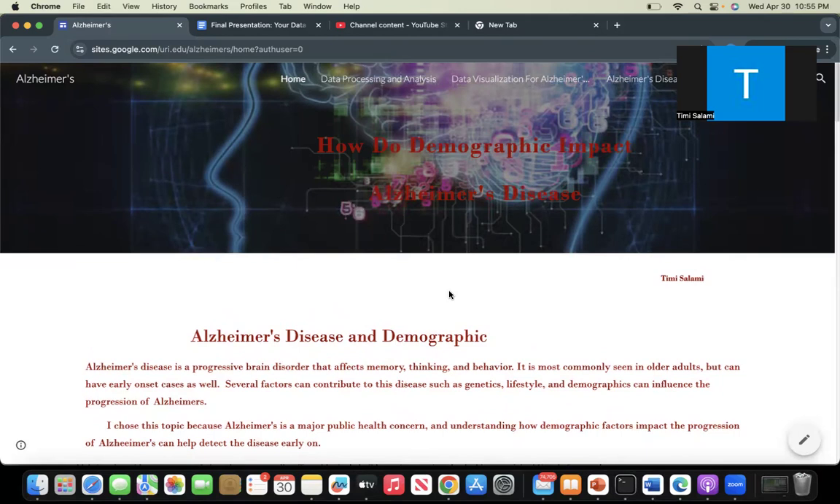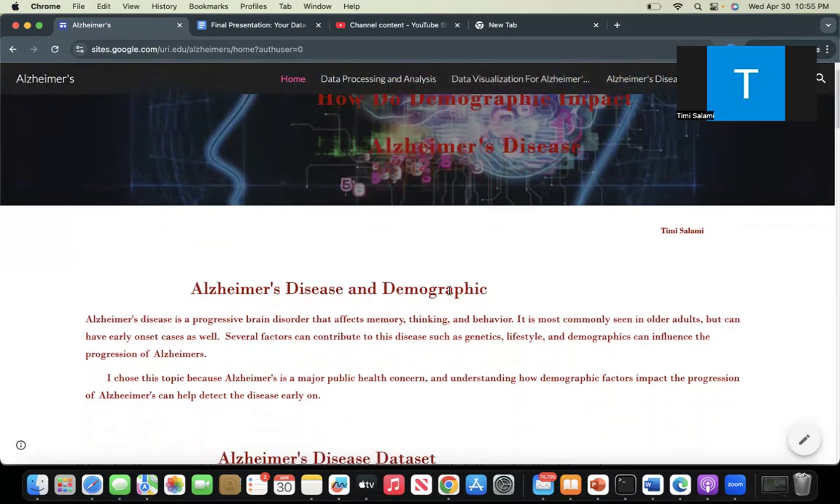My project focuses on Alzheimer's, a brain disorder that affects memory, thinking, and behavior. It is commonly seen in older adults, but can have early onset cases as well. There are several factors that can contribute to this disease, such as genetics, lifestyle, and demographics can play a big role as well.